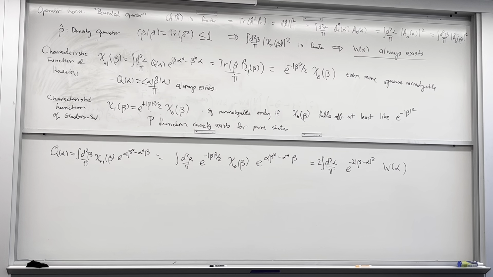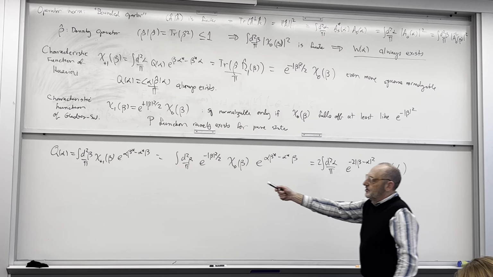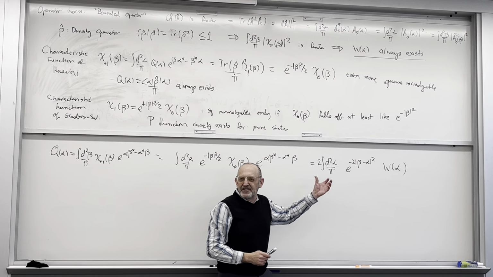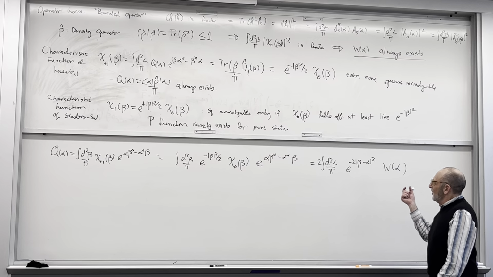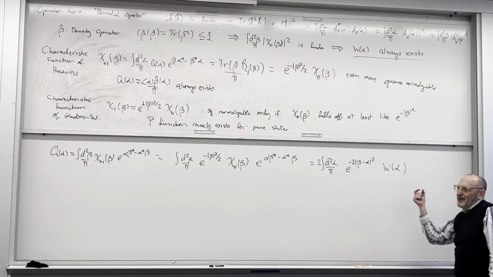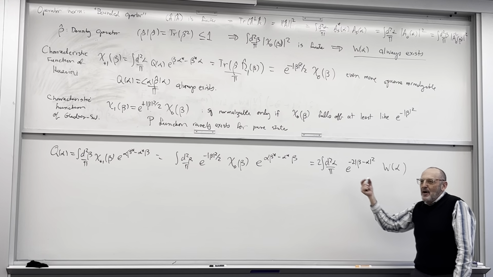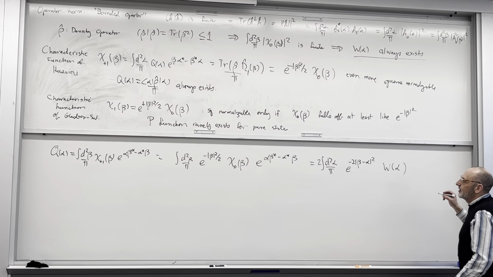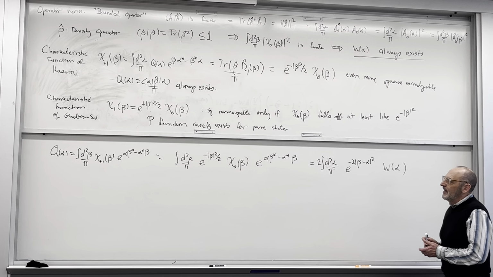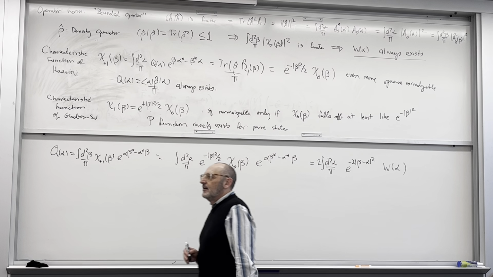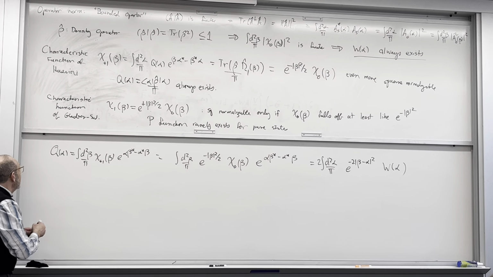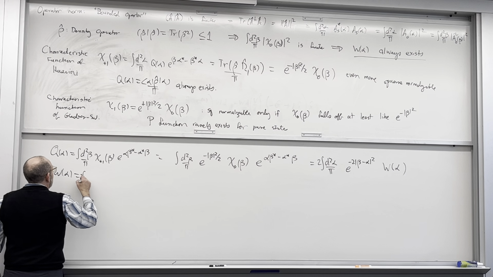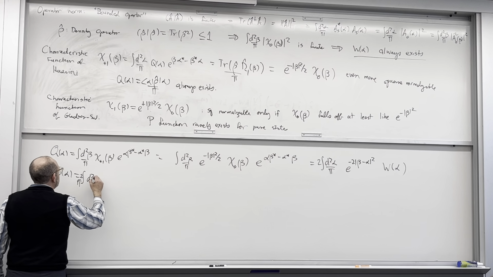So what we see is that the Q function is a kind of coarse-grained version of the Wigner function. You're taking every point and smearing it out by a point spread function, which is a Gaussian. So the Q function is a coarse-grained version of the Wigner function, and the Wigner function is a coarse-grained version of the P function.